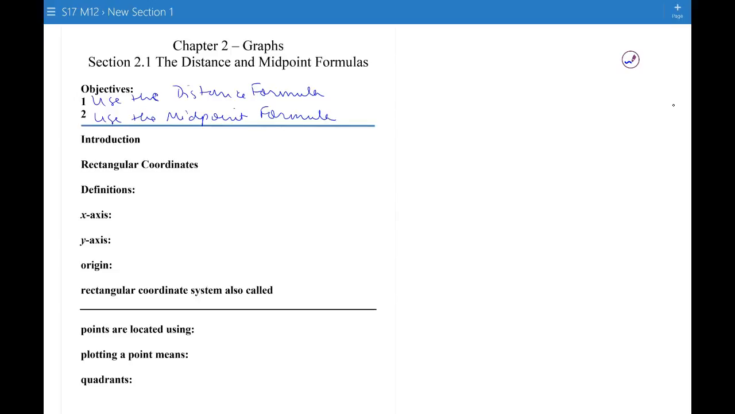Just a reminder about a lot of things you already know about the X, Y coordinate system, where we have two number lines. The horizontal one we label X on the right, and the vertical one we label Y at the top. And we call this a rectangular coordinate system. It's also called a Cartesian coordinate system, after the French mathematician Descartes.